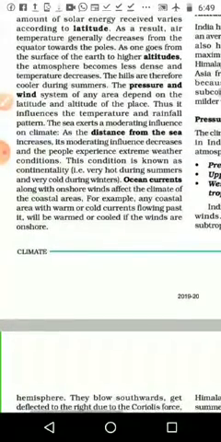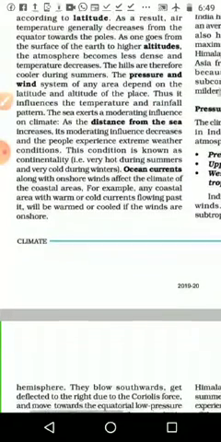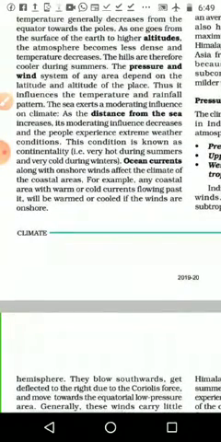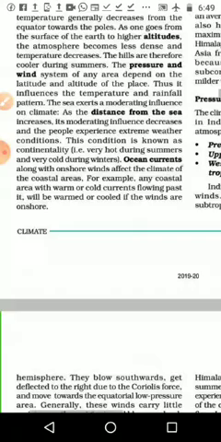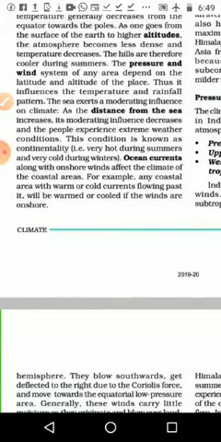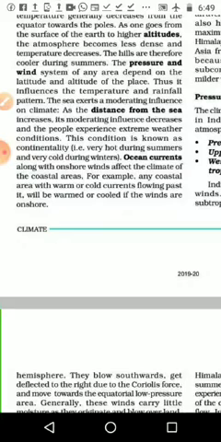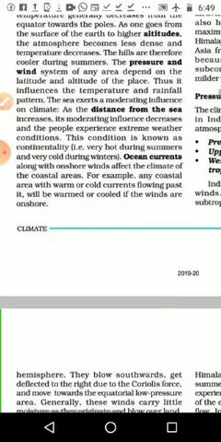Next, this condition is also known as continentality: it is very hot during summer and very cold during winters. Ocean currents along with the onshore winds affect the climate of the coastal area. How is it changing the climate condition in the coastal area? It is because of the ocean current, which we studied in 7th standard. We know 2 types of ocean current, cold current and hot current. According to that, the climate also will be different.